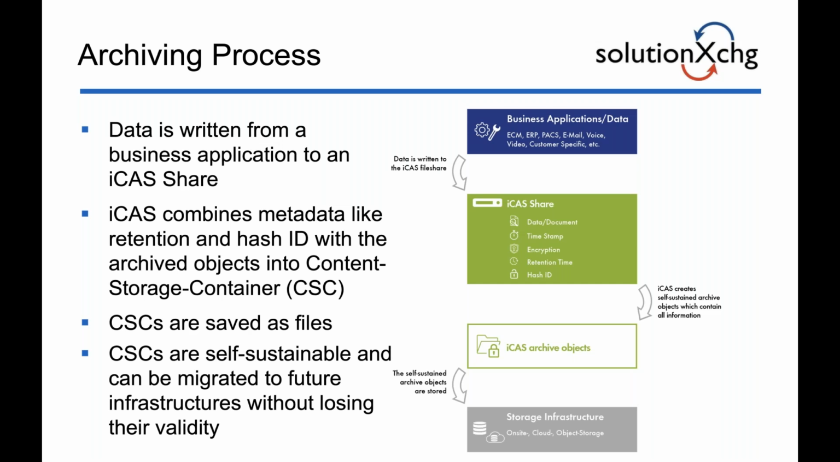And the containerized files are called CSC containers. This is a patented format. They're self-sustainable files. They include metadata as well as the actual image file or the actual data archiving file. And they're hashed. Like I said, they can be encrypted. Eternity can put a retention time or date on those files, all depending on configuration.